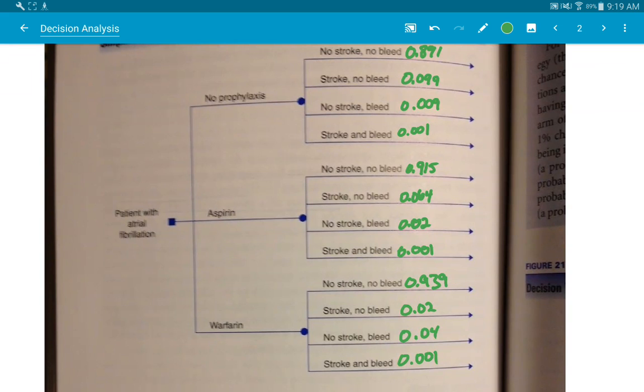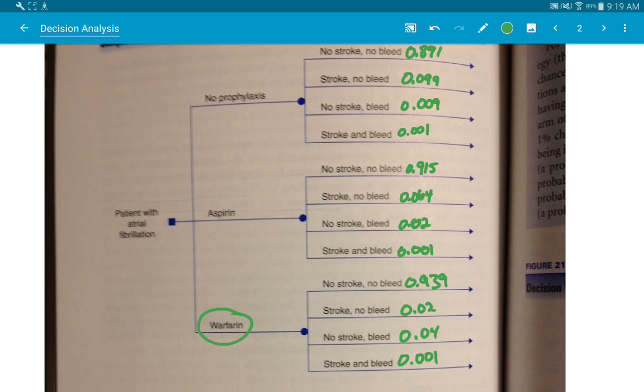I'd pick warfarin because they have a higher chance of no stroke, no bleed, and also a lower chance of getting a stroke but having a bleed, versus aspirin, where they have a higher chance of a stroke. Okay, you did a lot there. We've got to unpack that.